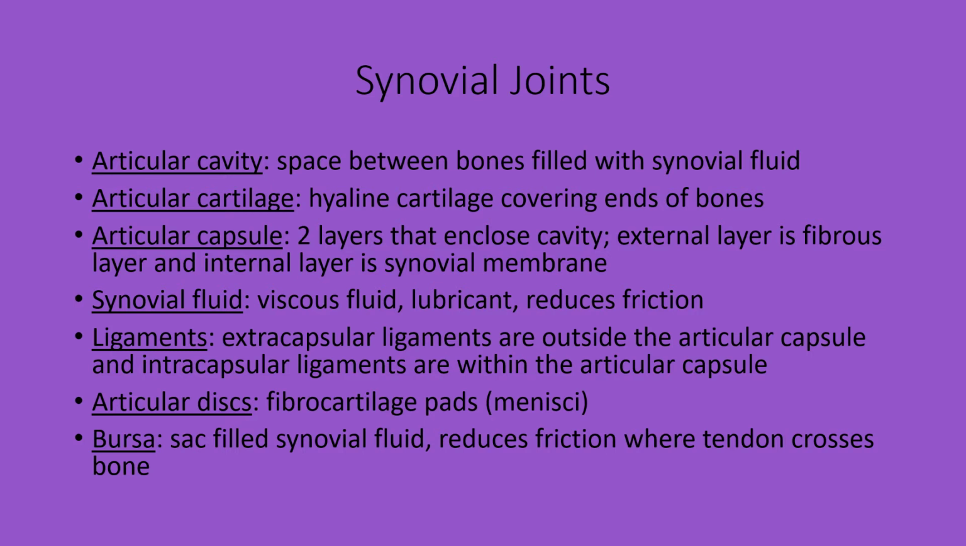The articular cartilage, this is the hyaline cartilage that is covering the ends of the bones that are involved in that joint. The articular capsule, there's 2 layers that it encloses the cavity. The external layer is going to be fibrous, and the internal layer is the synovial membrane itself. Ligaments, typically you will have ligaments that are outside the capsule, and then you may also have some ligaments that are intracapsular that are within the articular capsule.